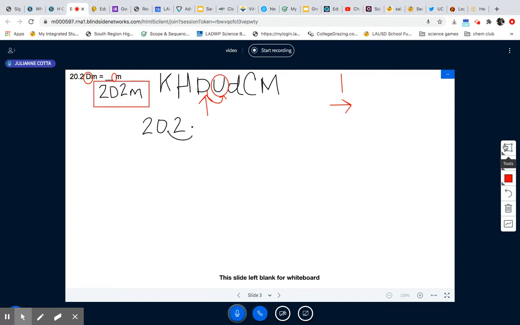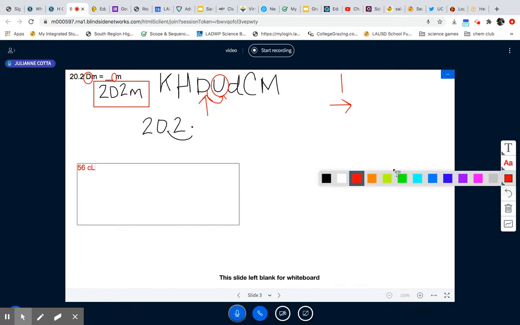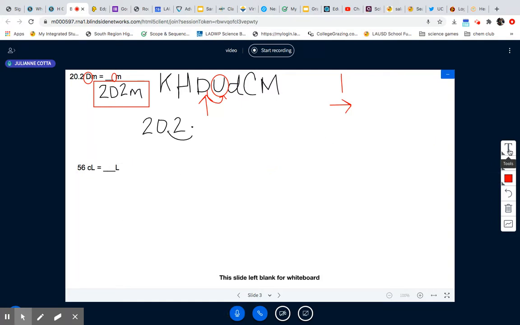Okay. And let's do one more. We have 56 centiliters. Let me change the color on that to black. Equals how many liters? Okay, 56 centiliters equals how many liters? Okay, so let's start by writing our memory tool.